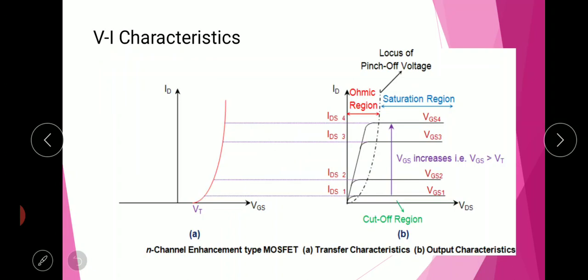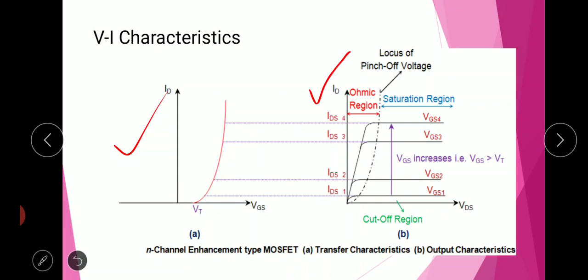So this one is the VI characteristic. First one is the transfer characteristic, this one. So transfer characteristic is the curve between drain current versus gate to source voltage. The current through the device will be 0 until the gate to source voltage exceeds the threshold voltage. So this point is the threshold voltage. Once VGS crosses threshold voltage, the current through the device increases. Here it increases.